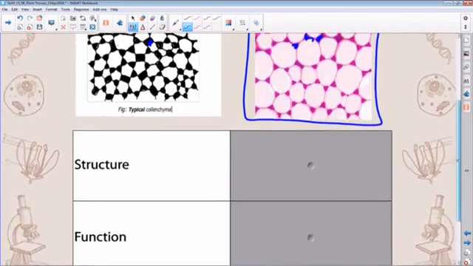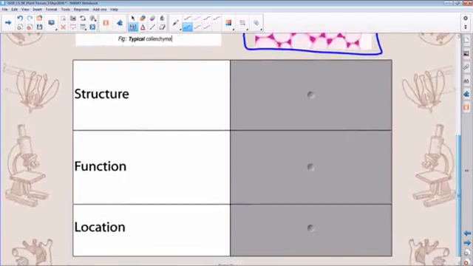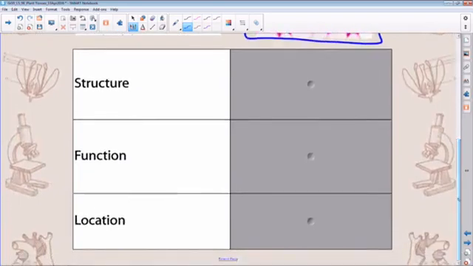Remember what I want from you? Structure, function, and location. Structure, function, location. How long do you have? What do you think? Come on, 1 minute, off you go.